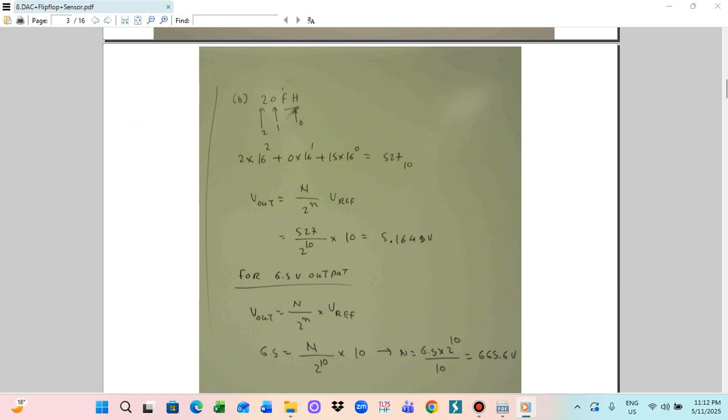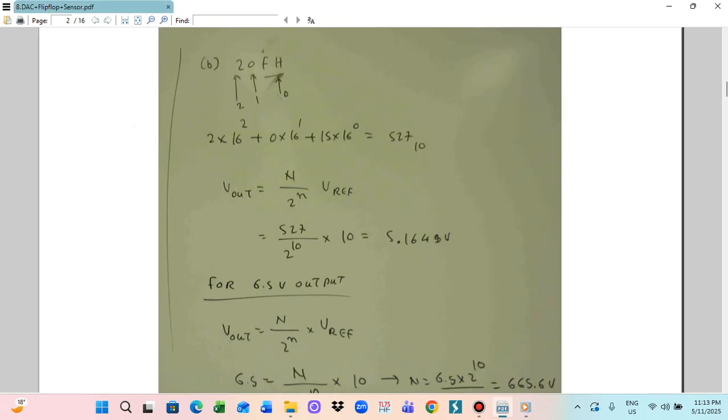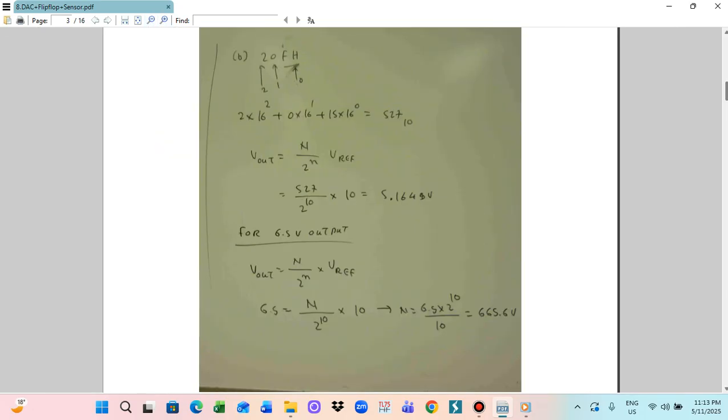After you get 527 base 10, we have to use the formula. V out is equal to n divided by 2 power n, multiplied with V reference. Here n is 527, 2 power n is 2 power 10, and the reference voltage is 10 volts. Then you get V out as 5.146484. So this is how we calculate V out.